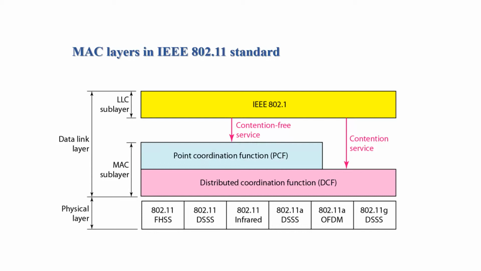IEEE 802.11 defines two MAC sublayers. These are the Distributed Coordination Function, DCF, and Point Coordination Function, PCF. The LLC sublayer and the physical layer.